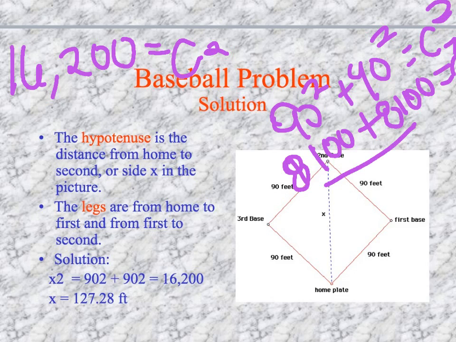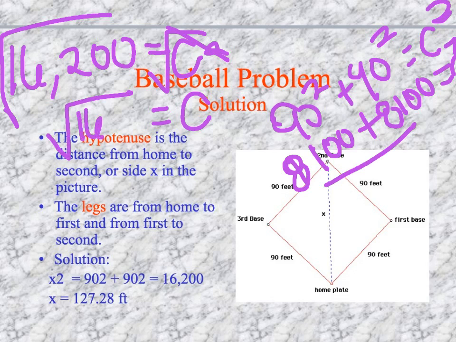We want to know what c equals. So we learned this in the last unit, that the inverse of something squared is by taking the square root. So to get rid of this squared sign, we're going to take the square root of both sides. So that cancels each other out, and we're just left with c, exactly what we wanted. C is the square root of 16,200. This is the exact answer.